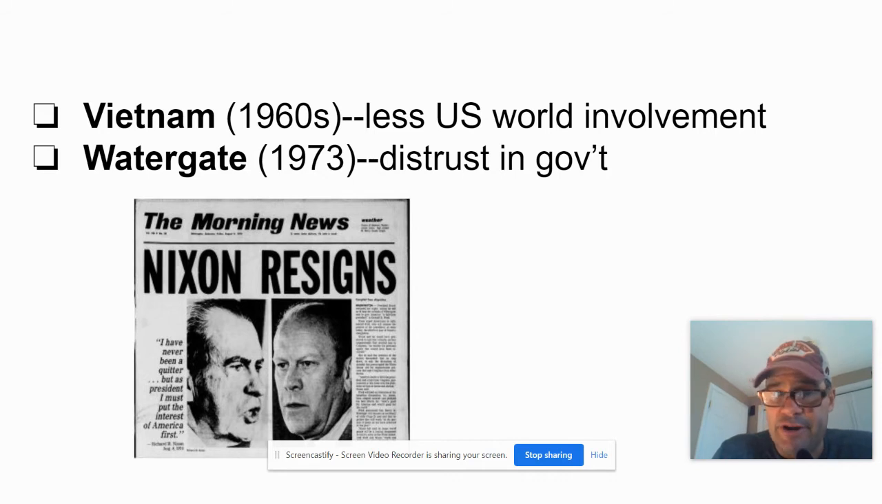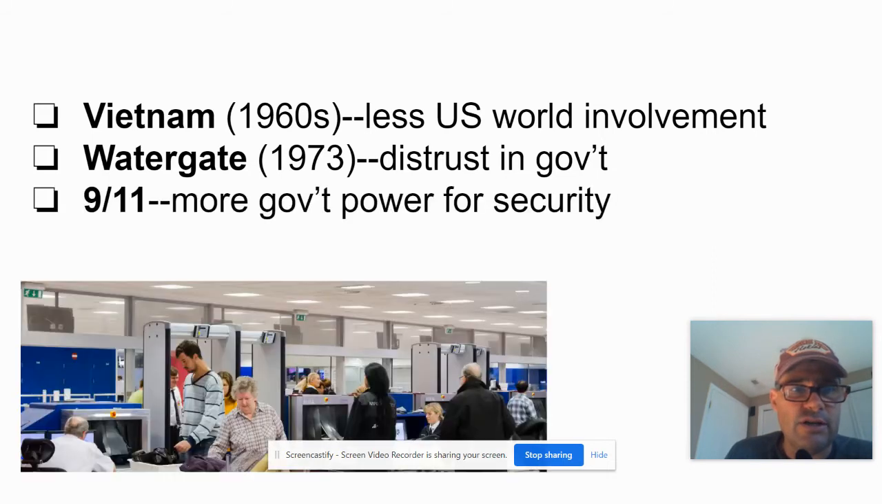Watergate in 73, across both political parties, there becomes distrust in government. And you can look at polls about trusting the government, and it just drops throughout the 60s and 70s. No question, Vietnam also influenced that, but Watergate significantly influenced it.